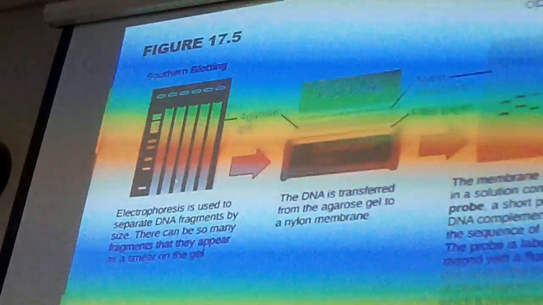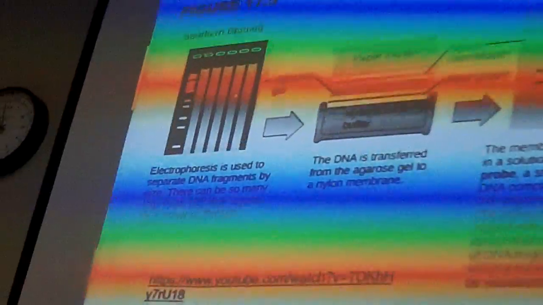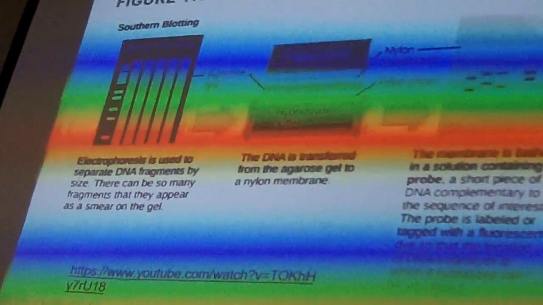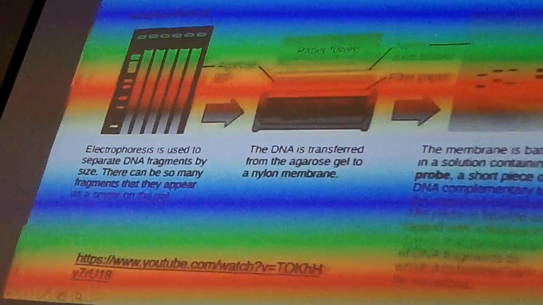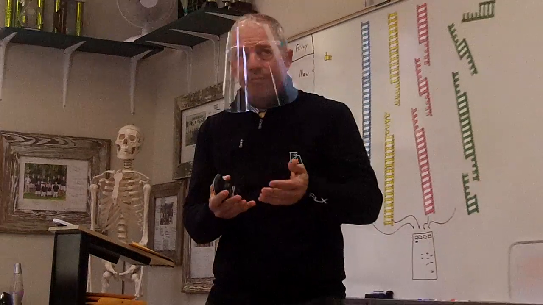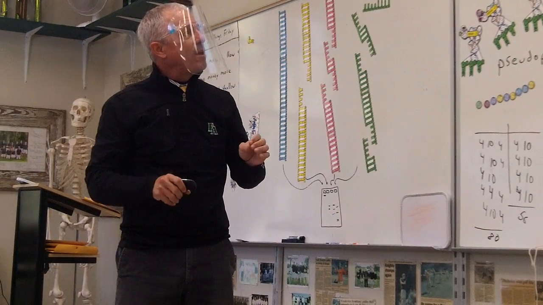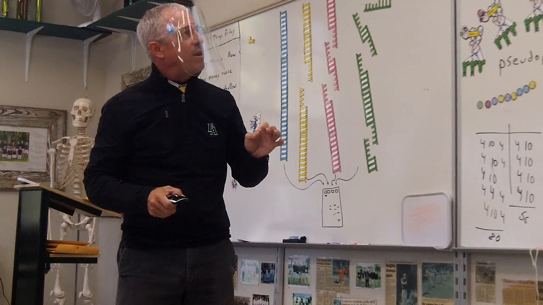Okay? And then, so how can you make any sense of that? Well, they take a sheet, this nylon membrane, and they lay it on top of the gel, and the DNA will stick to this membrane. It's like a piece of paper, really. And then they put markers. They put DNA probes, is what they're called.